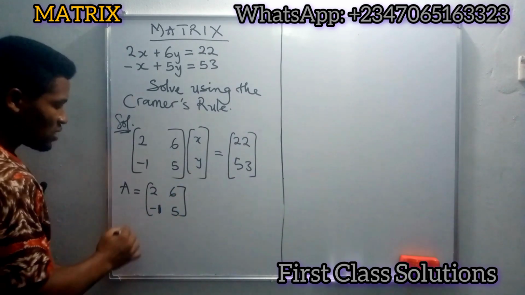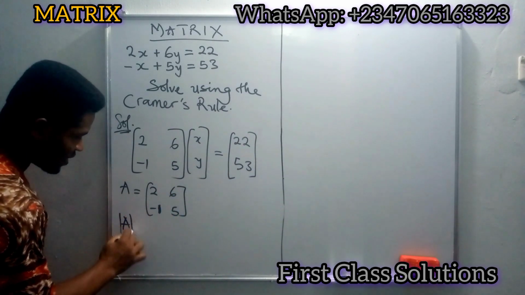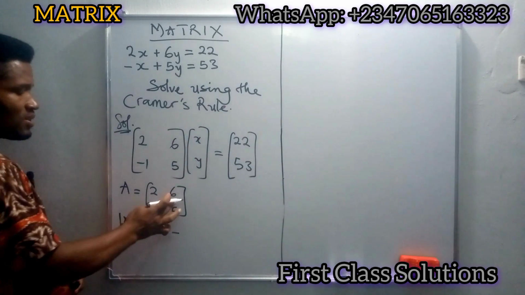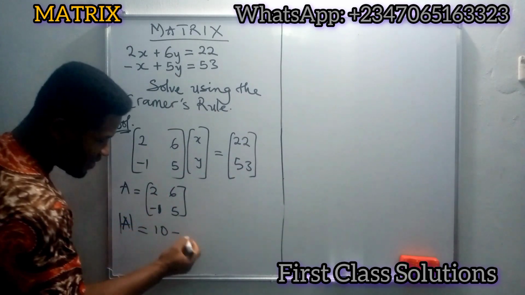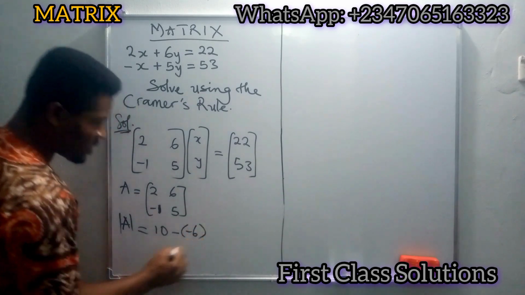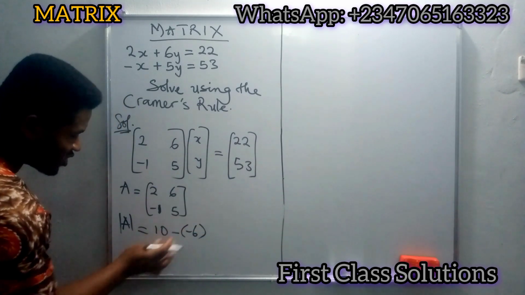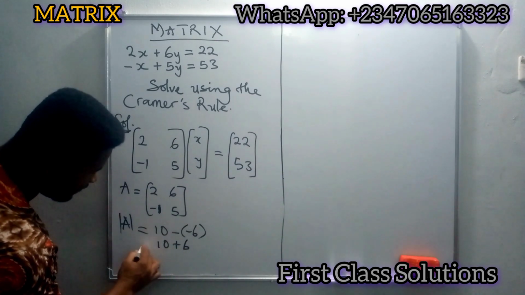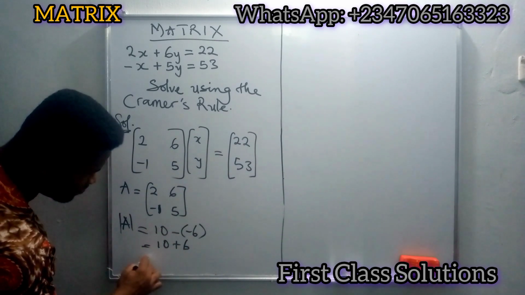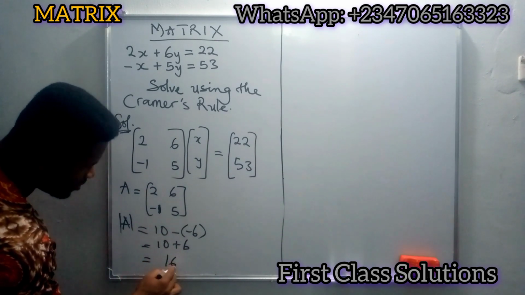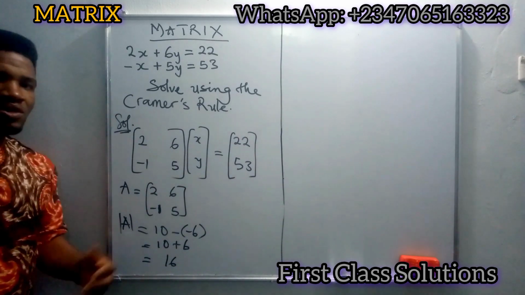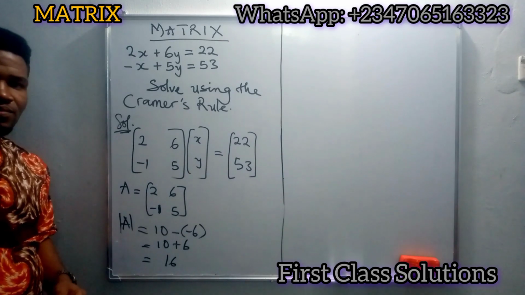What are we saying? The determinant of A becomes 2 times 5, being 10, minus 6 times minus 1, which gives us minus 6, where minus minus becomes plus. So we have 10 plus 6, and the final answer for this determinant is 16.